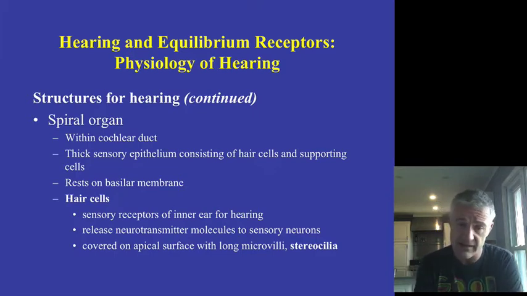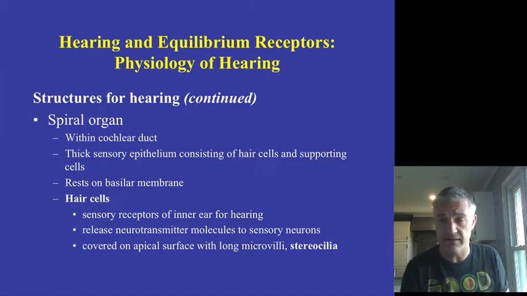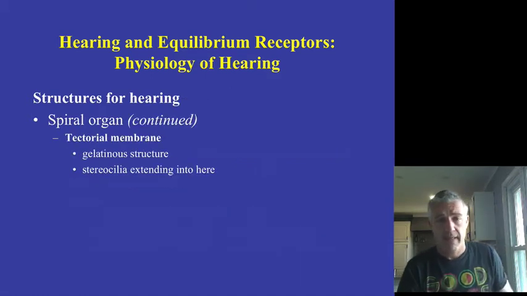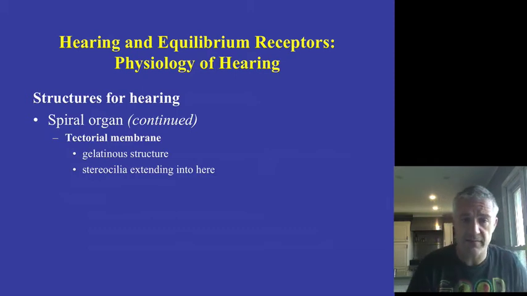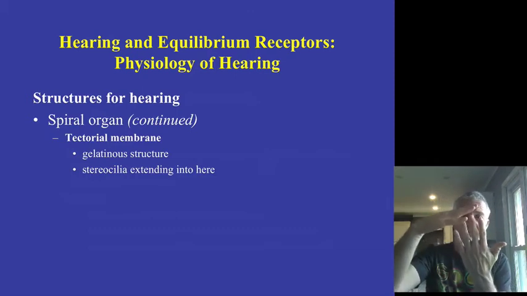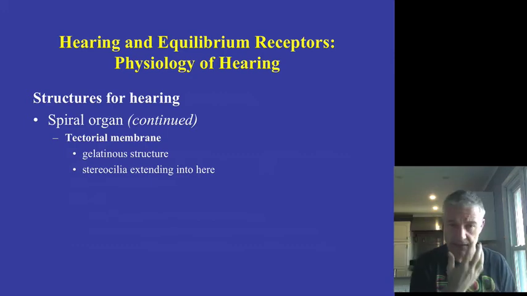And like I said, what looks like hairs are these really long microvilli, which are referred to as stereocilia. And we're going to have this little gelatinous membrane that the stereocilia push up into, something like this, and that is called the tectorial membrane, and we'll look at all this in just a second here.